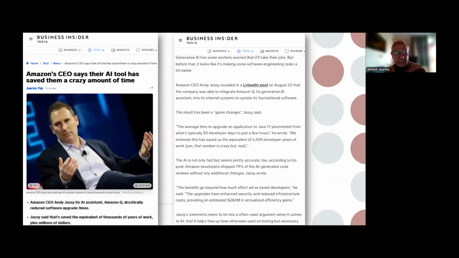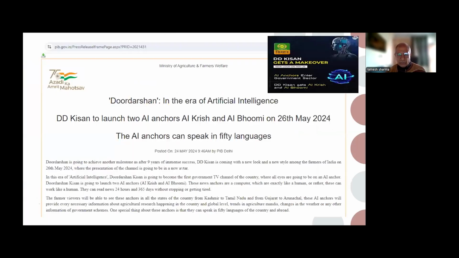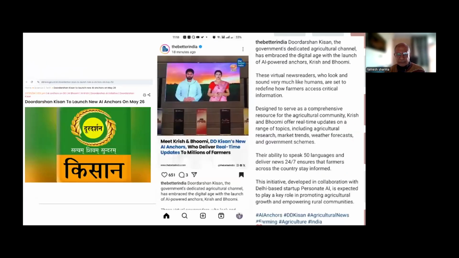There is no denying the fact that nowadays we are using artificial intelligence. Here is an interview of Andy Jassy, who says that their AI assistant, Amazon Q, has saved thousands of work hours. That shows how big businesses are using artificial intelligence. Even in India, AI has found application in various sectors, including, very interestingly, the agricultural sector.